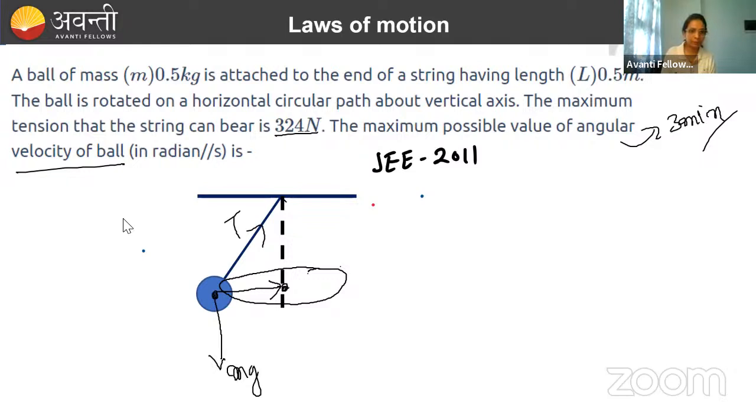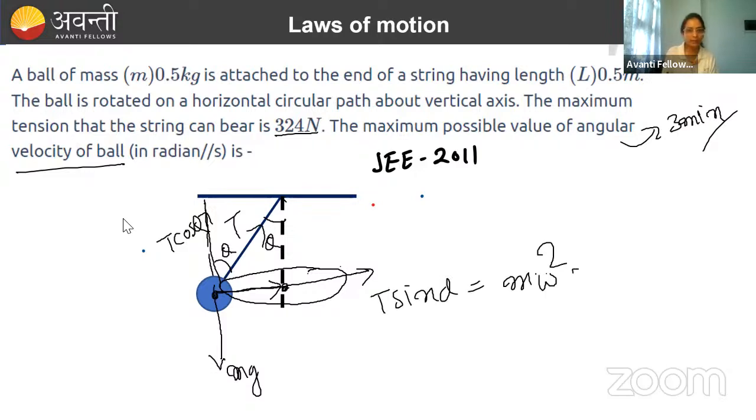T will provide the required centripetal force. Again, if this angle is theta, let us take this angle as theta. Then if this is T in the upward vertical direction, the T component will be T cos theta. So what will happen here? T sin theta will be equal to how much? Simple: mv square by r, that is m omega square r. So one is done, and T cos theta will be equal to mg.